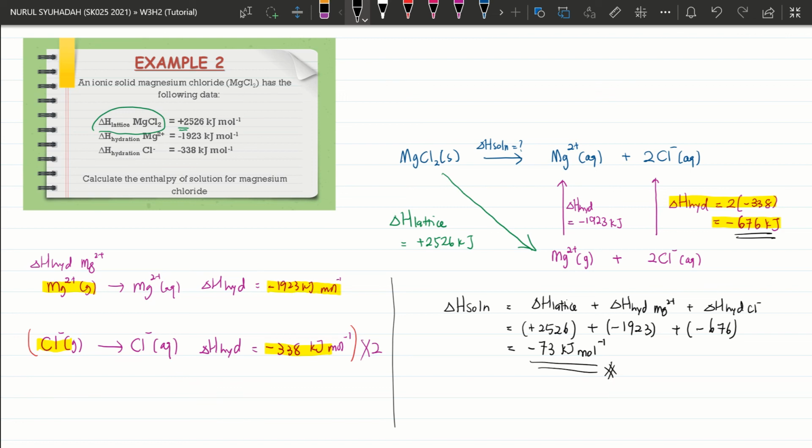Can the value be negative? Yes, it can. Why? Refer back to the definition of enthalpy of solution: it is heat change. It can either be absorbed or released. So that will be example 2. With the end of the example just now, we have finished our subtopic 2.3 Hess's law.